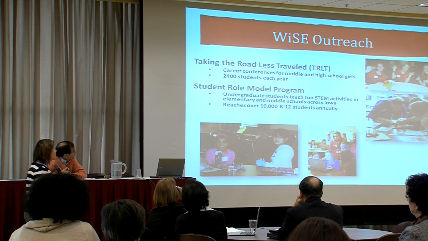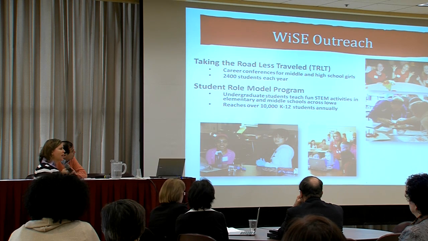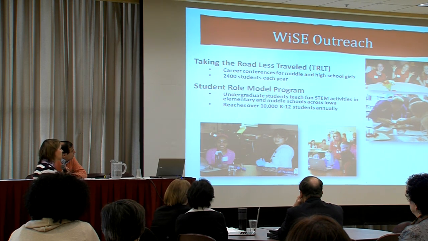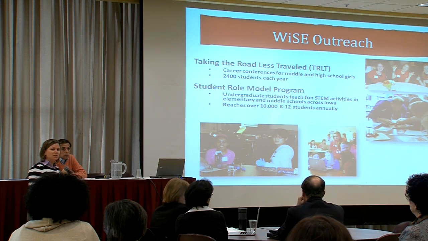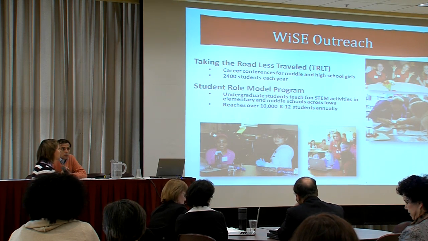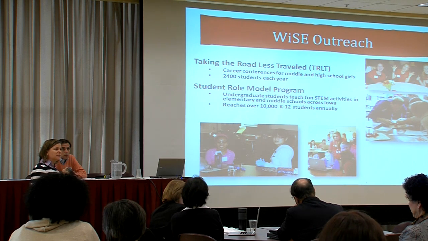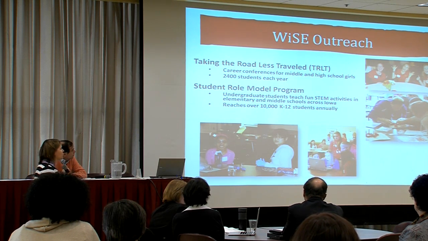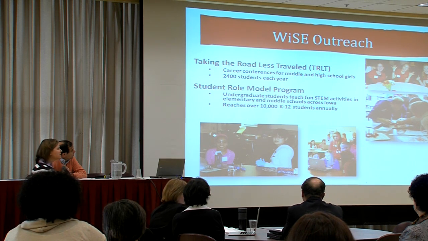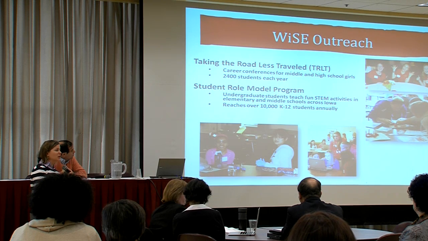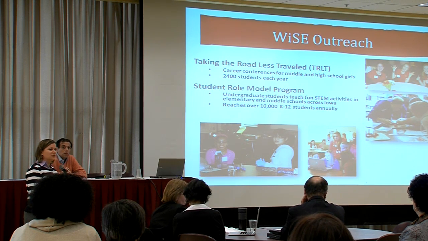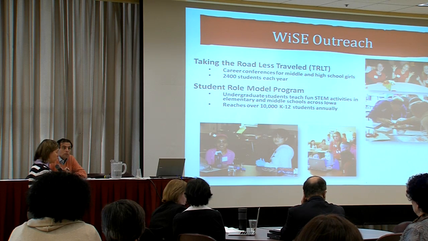We also have our student role model program, which is where we have Iowa State students that go out into the K through 12 schools across the state of Iowa, and they take with them different science activities and experiments, and they work together with the teachers in these classrooms implementing these activities and experiments. So our goal there is really to get both boys and girls excited about opportunities in STEM fields, and to do that early on. With that program, we reach over 10,000 K through 12 students in a year. So that's another really large audience that we serve and impact.